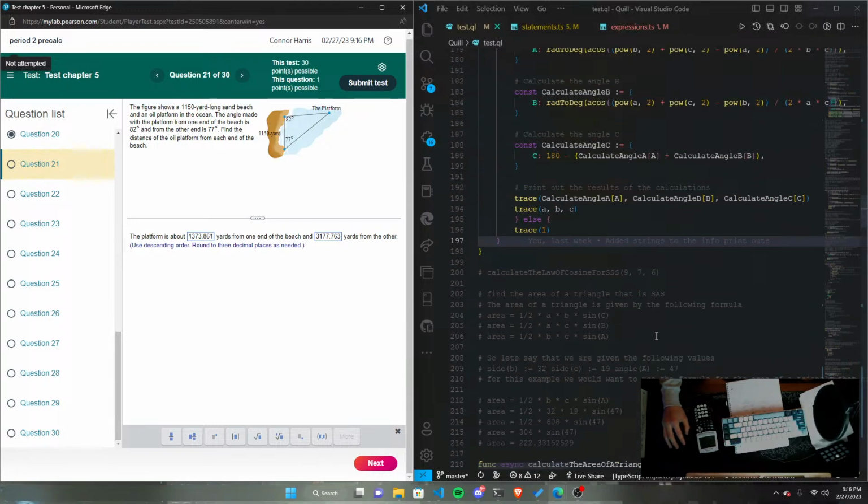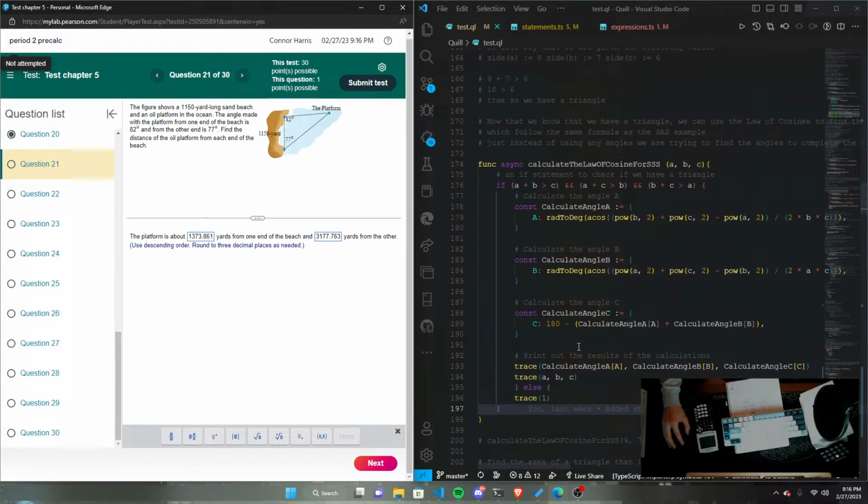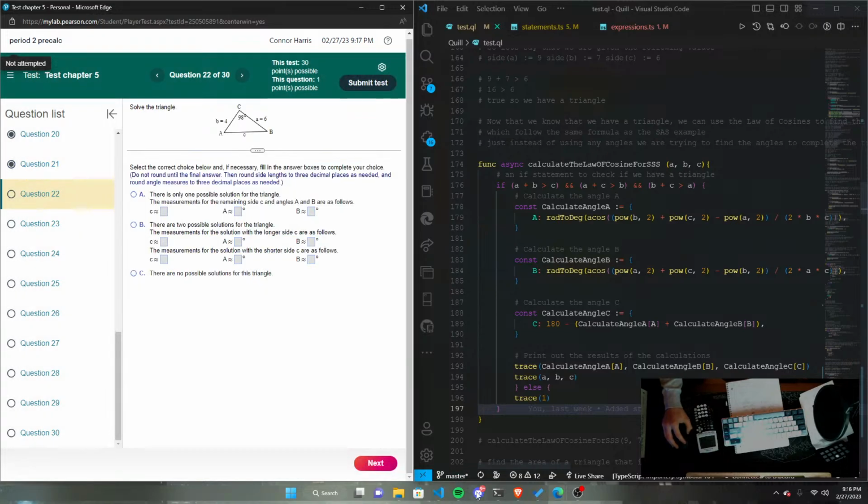Oh, here we go. It's the ambiguous case. Here's a good example. This is actually a good little graphic. I like this. Let me send this to you on Discord. It's this website. It looks like it has some good little graphics.